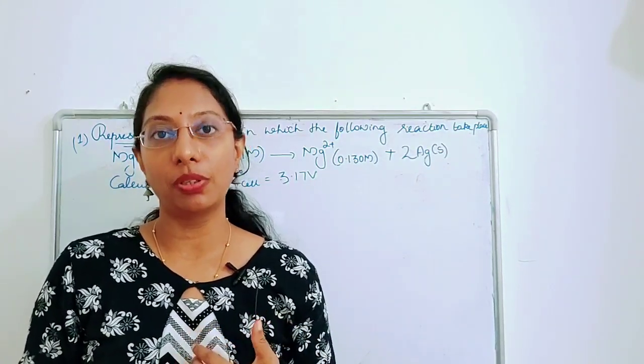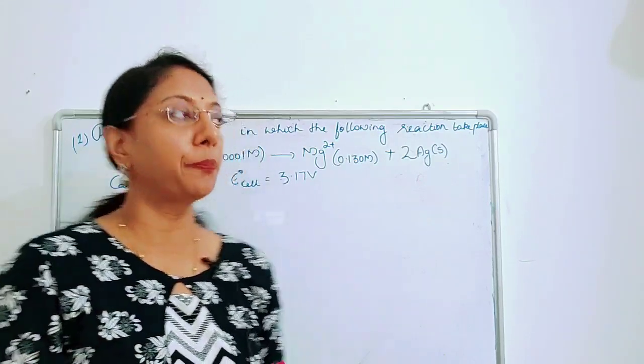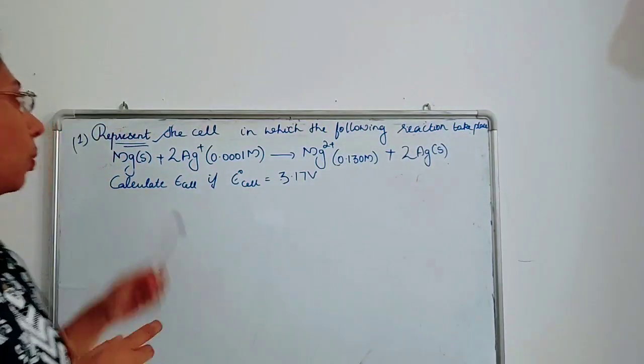Last class we were discussing the lesson electrochemistry. In that we discussed the Nernst equation. So today we are going to do some numerical problems related to the Nernst equation. This question is there in your NCERT textbook, that is a solved example. So what is the question?